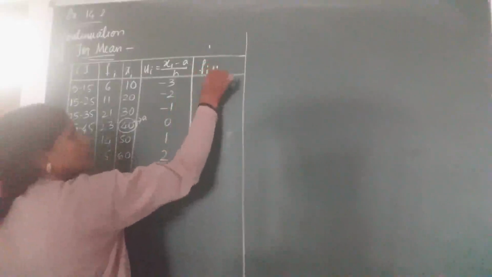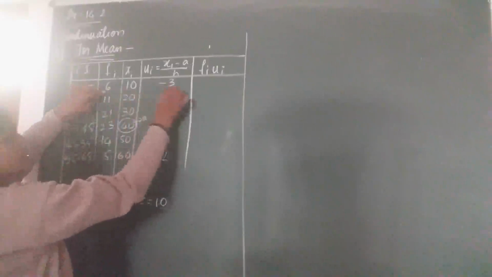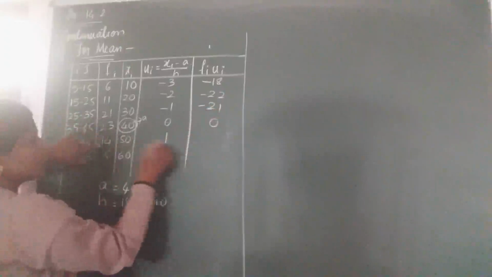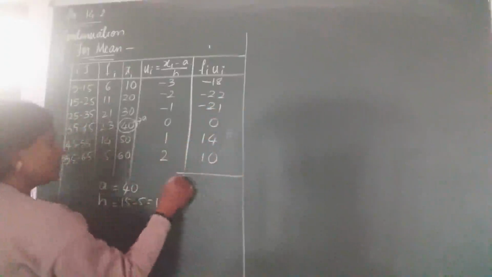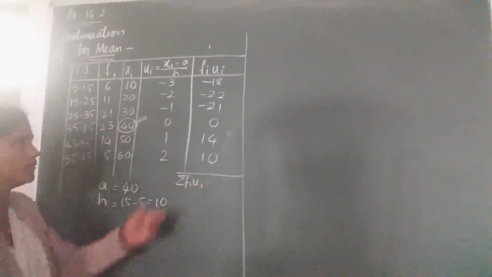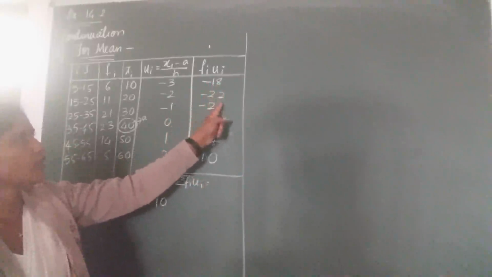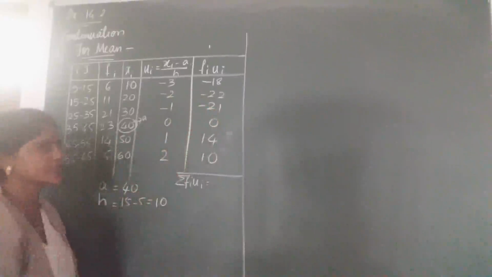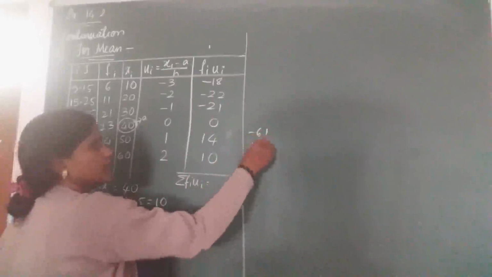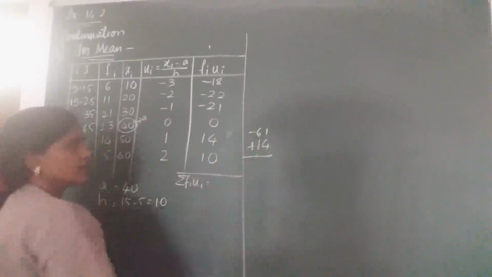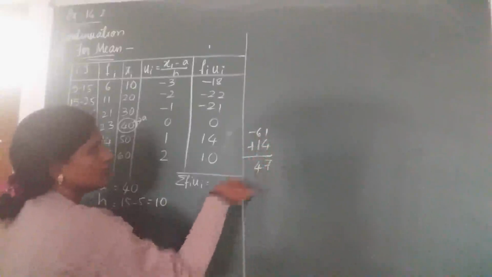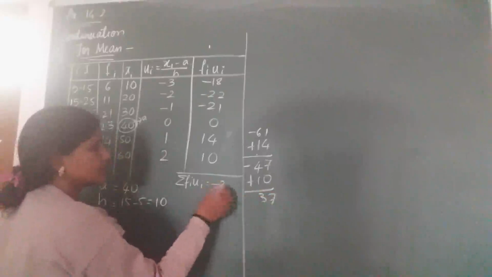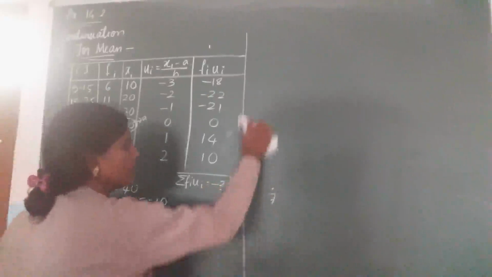Next column is nothing but fi into ui. Multiply the fi and ui columns, that is 6 3s are 18, minus 18, then minus 22, then minus 21, so it is 0. Next is 14, 5 2s are 10. So find out the summation of fi ui, the sum of the fi ui column. So minus 18 minus 22, it is nothing but minus 40, minus 40 minus 21, it is minus 61. So plus 0, it is minus 61. Minus 61 plus 14. When minus and plus are there, you have to subtract. So minus 47, here plus 10. So it is nothing but minus 37. Minus 37 is the summation of fi ui.